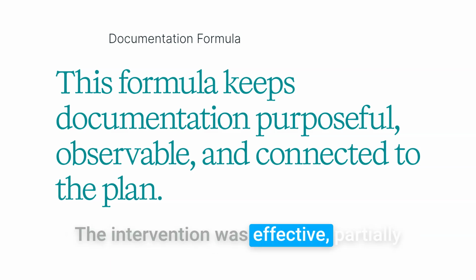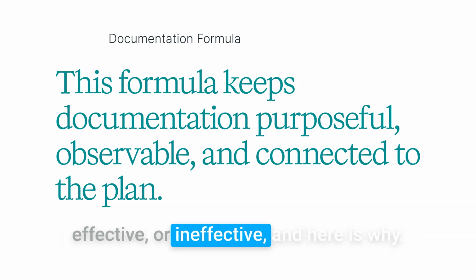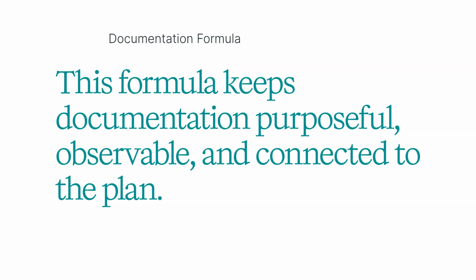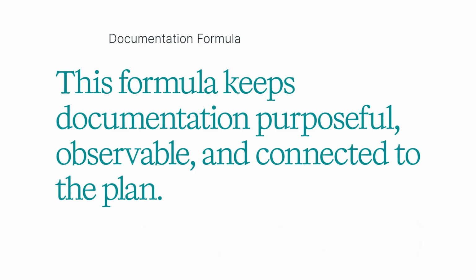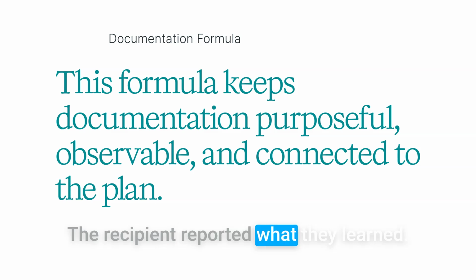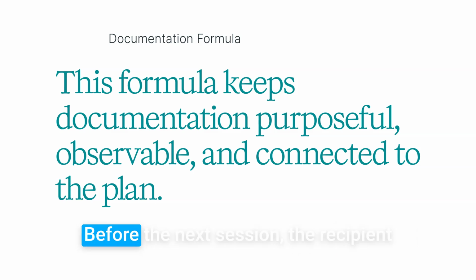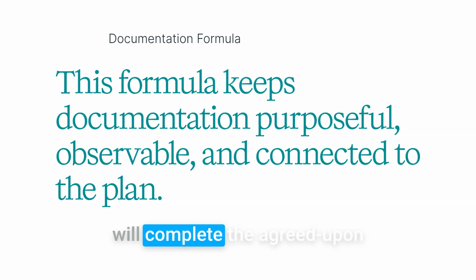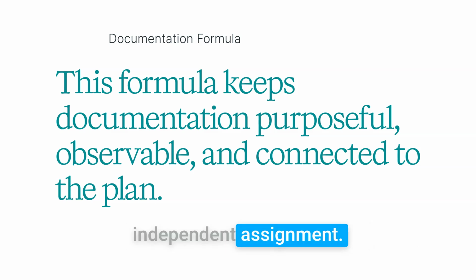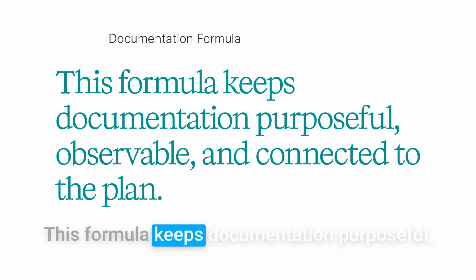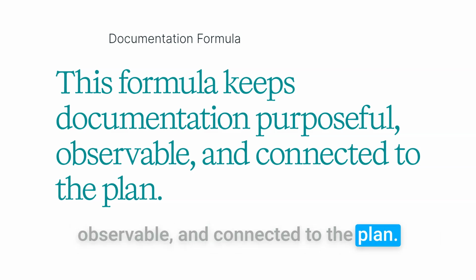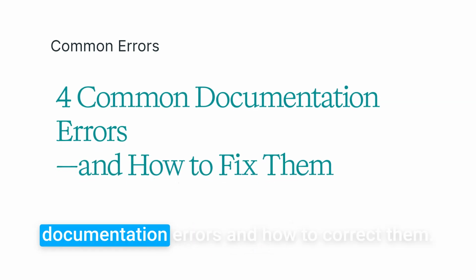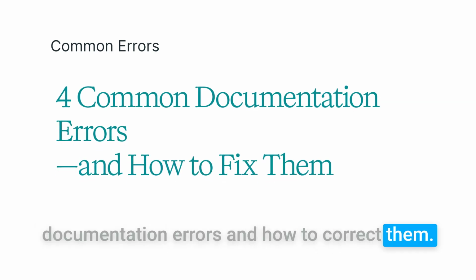The intervention was effective, partially effective, or ineffective, and here is why. Staff adjusted or reinforced the intervention based on what was observed. The recipient reported what they learned. Before the next session, the recipient will complete the agreed-upon independent assignment. This formula keeps documentation purposeful, observable, and connected to the plan. Now let us look at 4 common documentation errors and how to correct them.